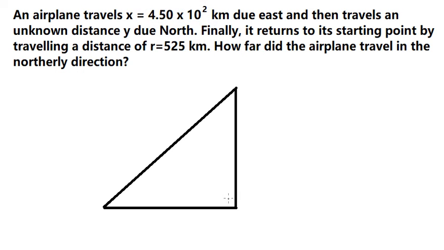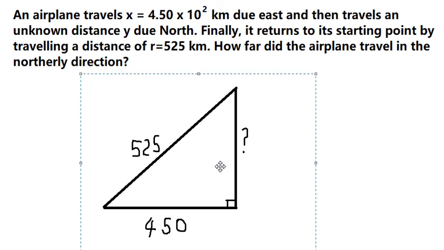So, if we look at it this way, we can see that this is a right triangle. And we know that they travel 4.50 multiplied by 10 to the power of 2. That's 450 in here. And then they return back with the distance 525 in here. Now they want to find this one.